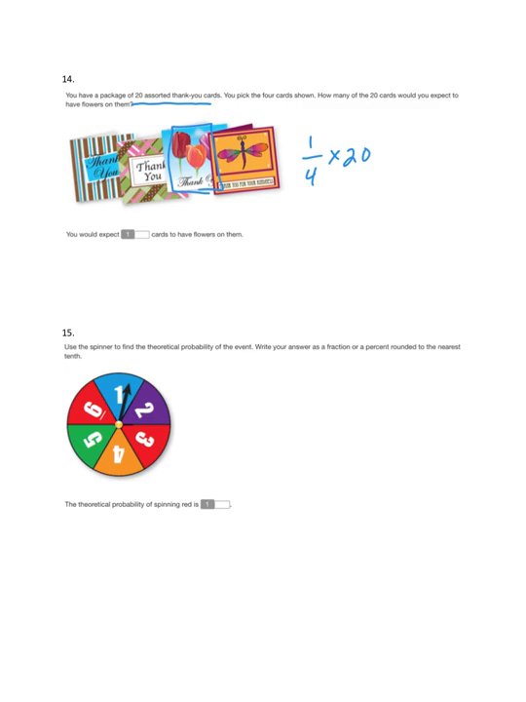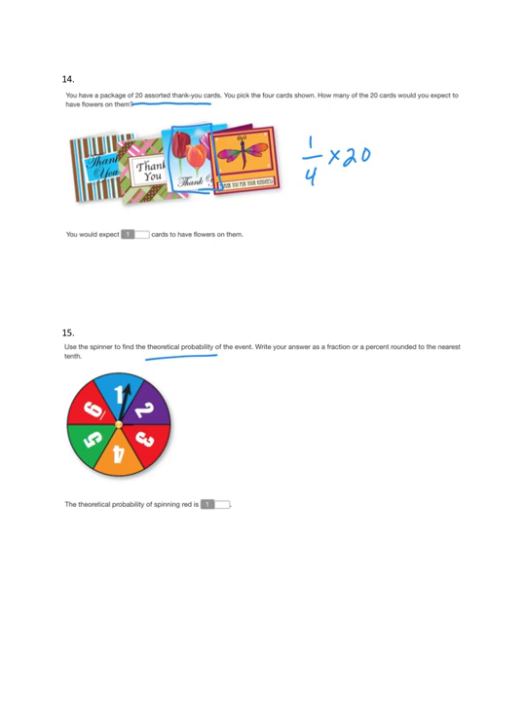All right, next you have several problems with this spinner. Now we're working on theoretical probability, so not the results of spinning the spinner, but just what we would expect based on the different outcomes that are available to us. So we want to write our answer as a fraction or a percent rounded to the nearest tenth.